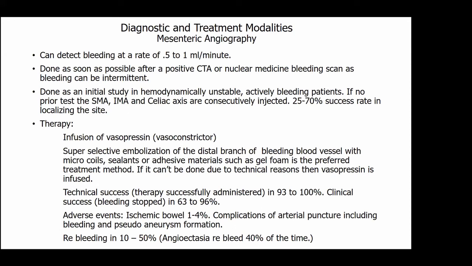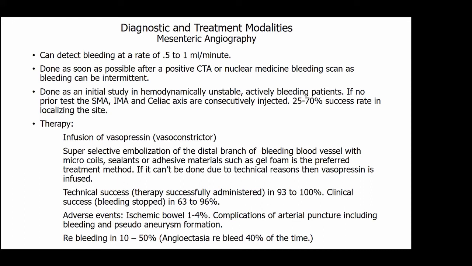And if this is the first test that's done, then they inject the SMA first, and if that doesn't give the answer, they inject the IMA, and if that doesn't give the answer, they inject the celiac axis. And this approach is successful 25 to 70% of the time to localize the source of the bleed. As far as therapy goes, superselective embolization of the distal branch of the bleeding blood vessel with microcoils or sealants is the preferred treatment method. If that can't be done due to technical reasons, then vasopressin is infused.